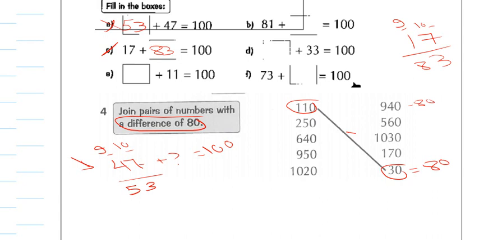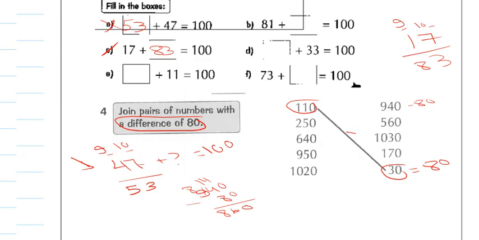940 minus 80. 0 minus 0 is 0. 4 minus 8 can't be. And 14, let's take 1 from 9, it will be 8, and 4 will be 14. 14 minus 8 will give me 6. It will be 860. So this number, 860, is not found here.